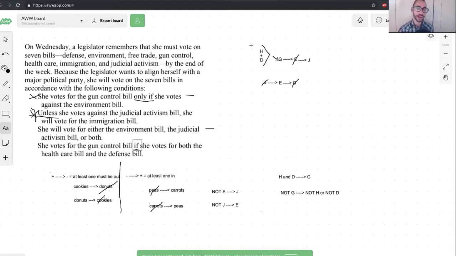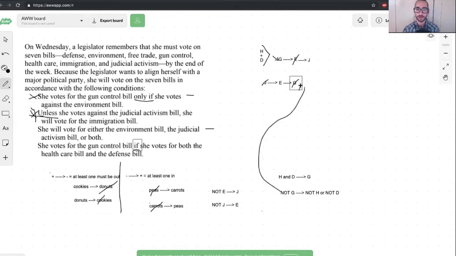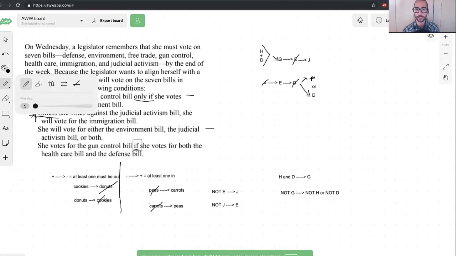So to diagram this, we already have not G over here at the end of the bottom chain. So we want to link this up to that, meaning we're sticking not H and not D at the end of that bottom chain. So not G leads to, and this again is a little bit tricky. Actually, you know what I'll do? I'll draw two arrows stemming from it. It becomes, not G becomes not H or not D. And of course, I'll cross this off, not H or not D.